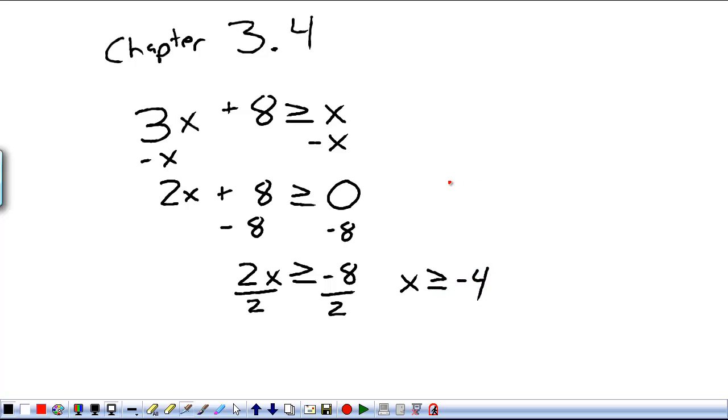Go ahead and graph it on a number line. Make our number line here, and we'll do a solid dot at negative 4 because it's greater than or equal to. And we're going to have an arrow to the right since it's greater than. So x is greater than or equal to negative 4.